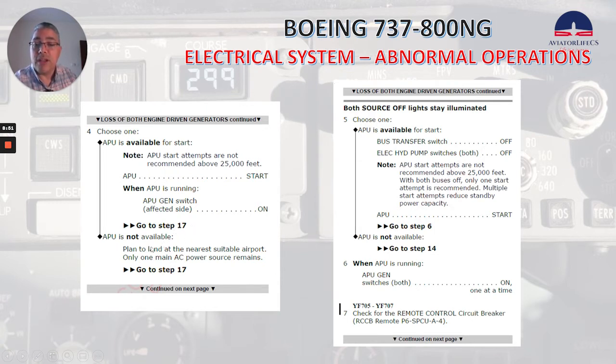If APU is not available, plan to land at the nearest suitable airport. Only one main AC power source remains. Go to step 17. Both source lights stay illuminated. Choose one. APU is available for start. Bus transfer switch off. Electric hydraulic pump switches both off.